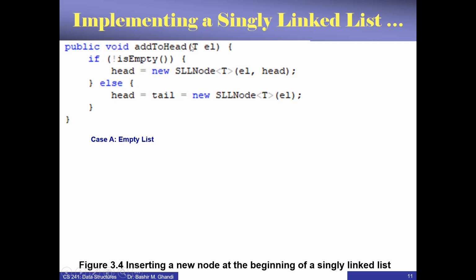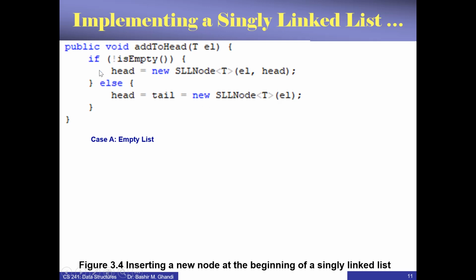First of all, we have to consider there are two scenarios. The first scenario is that the list at the moment, before we call the method, could be empty, or it may not be empty. It may have some data already. The way you implement this method depends on these two different criteria.